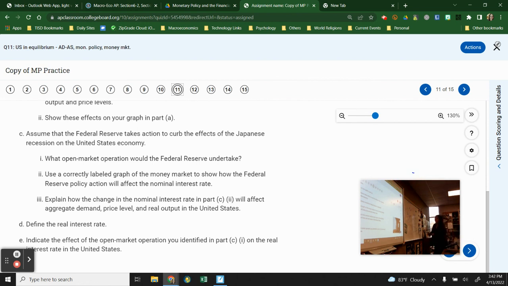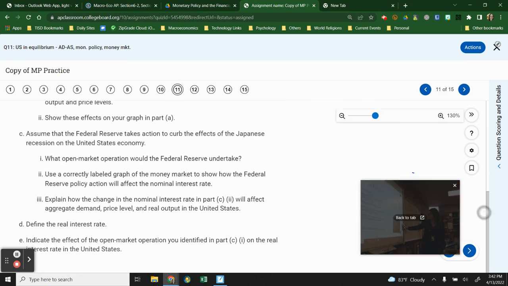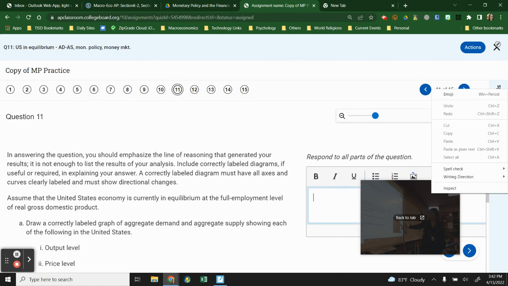Define real interest rate. It's the interest rate adjusted for inflation. So the real interest rate means adjusted for inflation. Okay. Is that it? Is that the end? No, but that is after E.